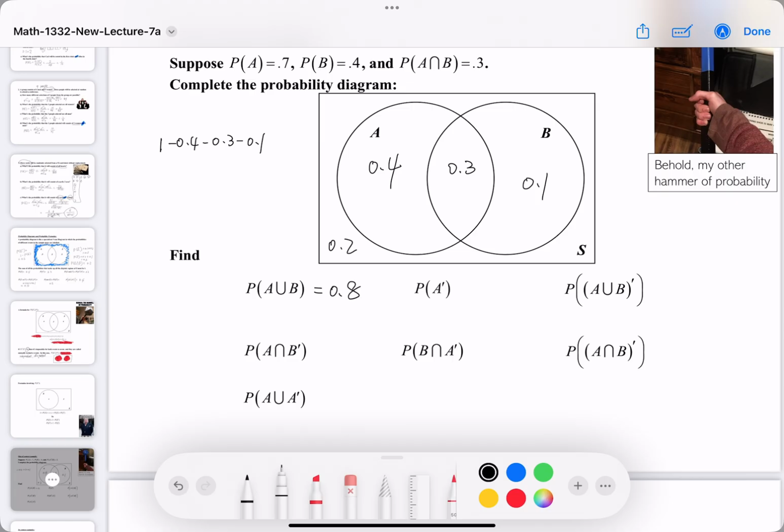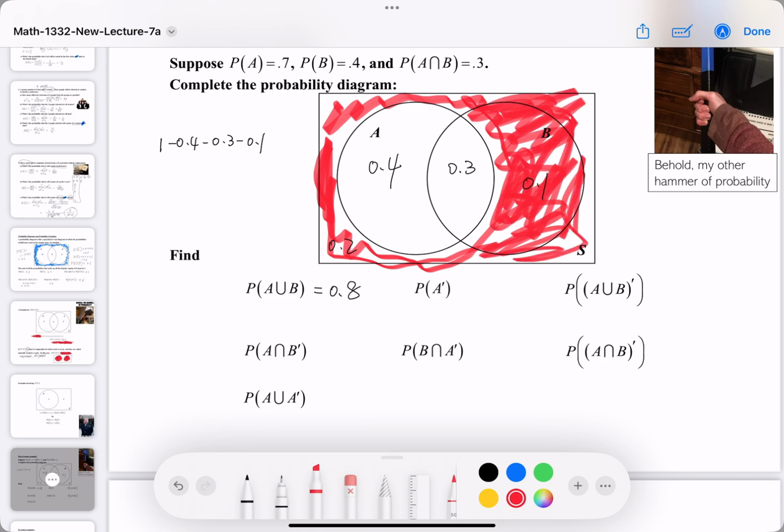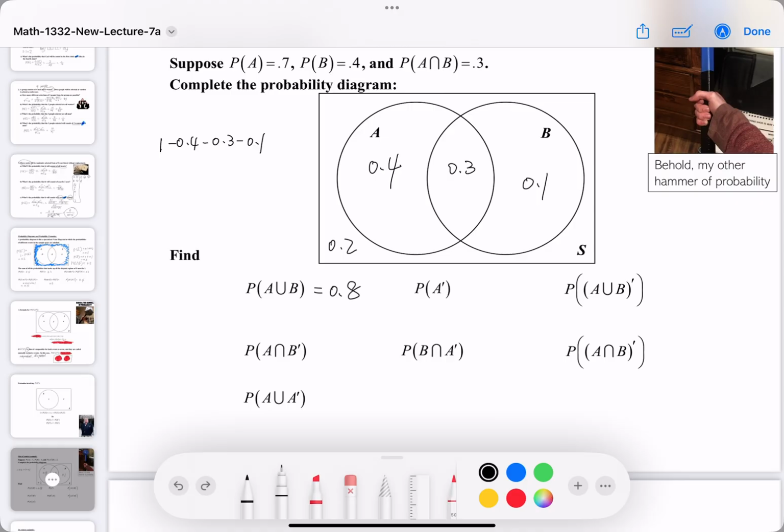What is the P of A prime? Where is A prime? It is a section, 1 minus P of A, 1 minus 0.7. So I'm using 1 minus 0.7. It is 0.3.